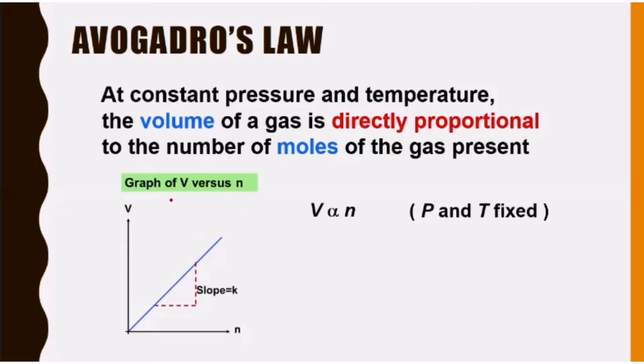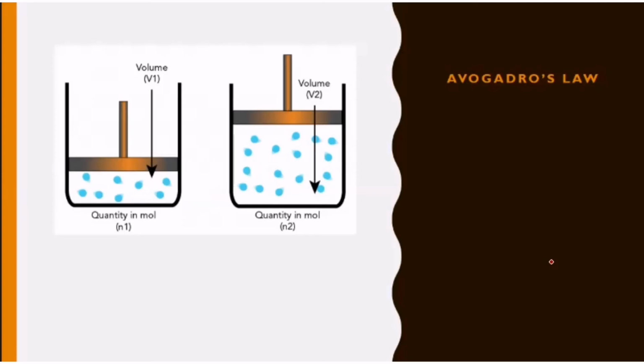If we look at the graph of volume versus amount of mole, we have a straight line with positive slope, which indicates that volume and amount of moles are directly proportional to each other. When we convert this relationship into the equation, we will have V equal to Kn, where K equals a constant value. After we rearrange the equation, we will have V over n equal to K. Let's apply Avogadro's law to relate the volume and amount of mole.